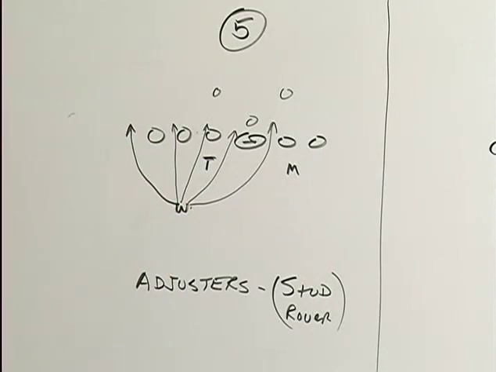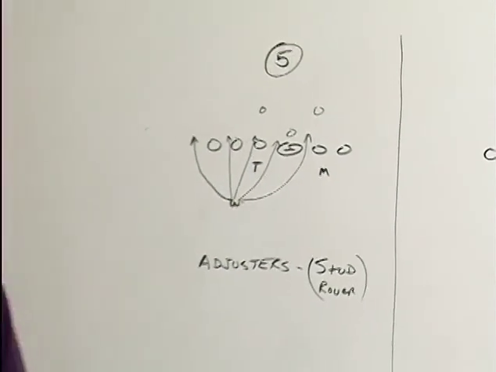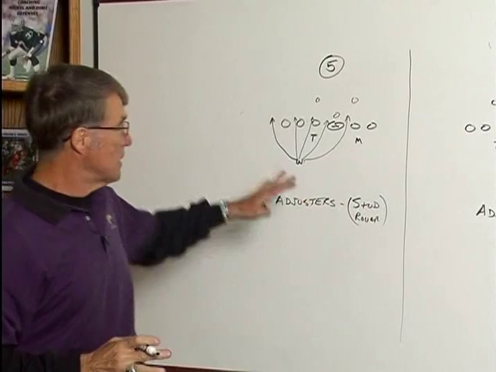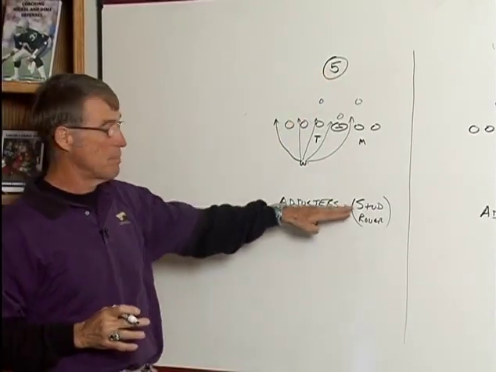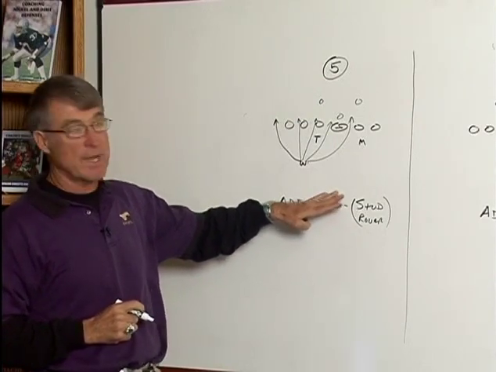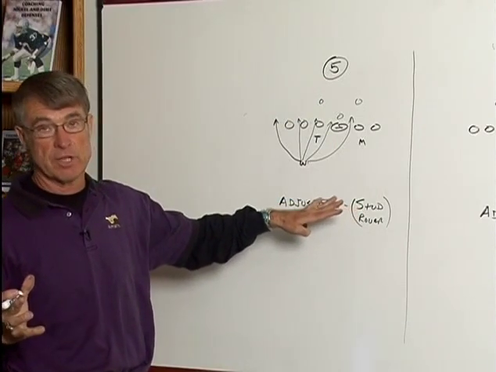Okay? Now, one thing I haven't mentioned is the ER things. Anytime we blitz them, we're going to play cover five, and our two adjusters are going to be our stud and our rover. Those are the guys that are going to adjust against an ace back formation.